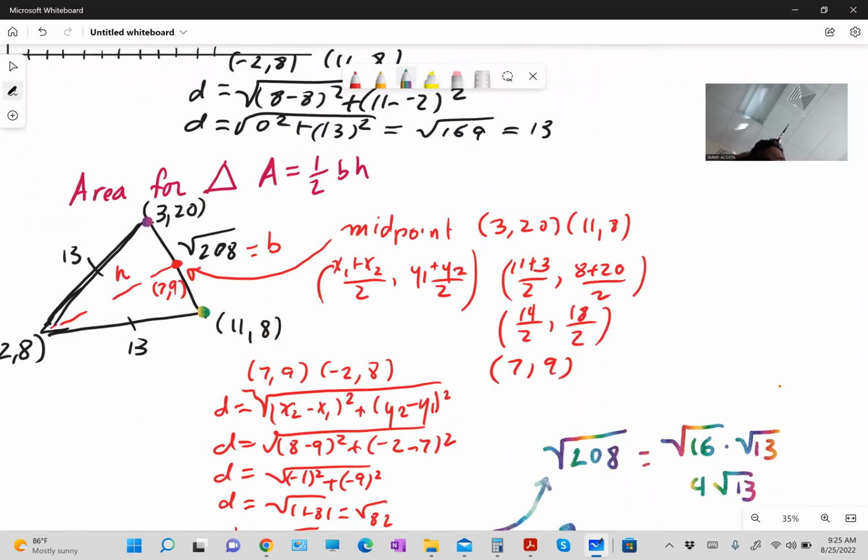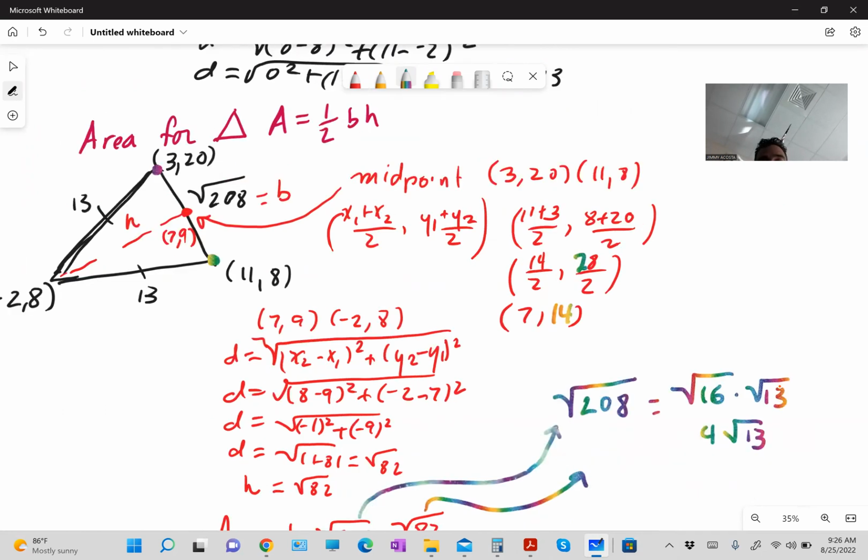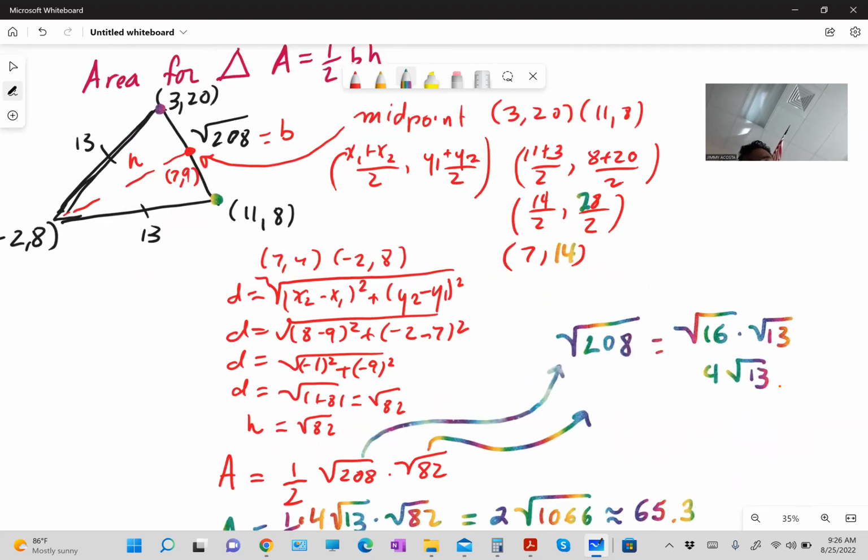So what's wrong with the midpoint? So 8 plus 20 is 28, and this is going to be 14. So now that's really bad. Now we have to do everything all over again. So 8 minus 14.